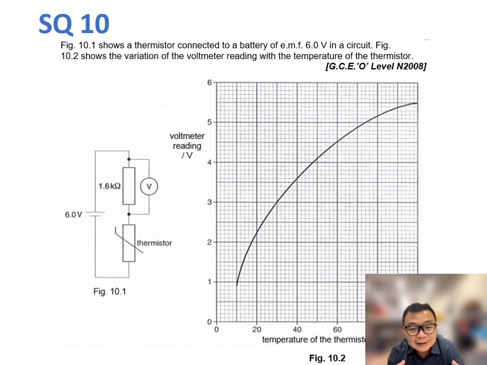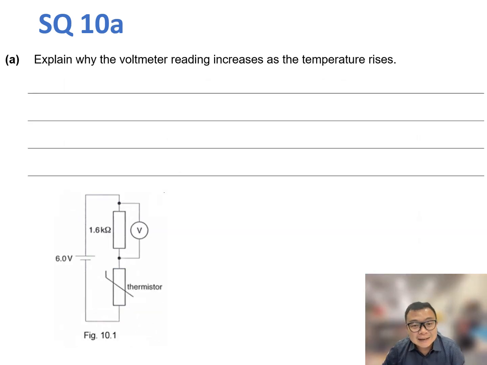This question shows a thermistor in a potential divider circuit. And from the graph, you can see that as it becomes hotter and hotter, the voltmeter reading increases. And in part A, you have to explain why this is the case.